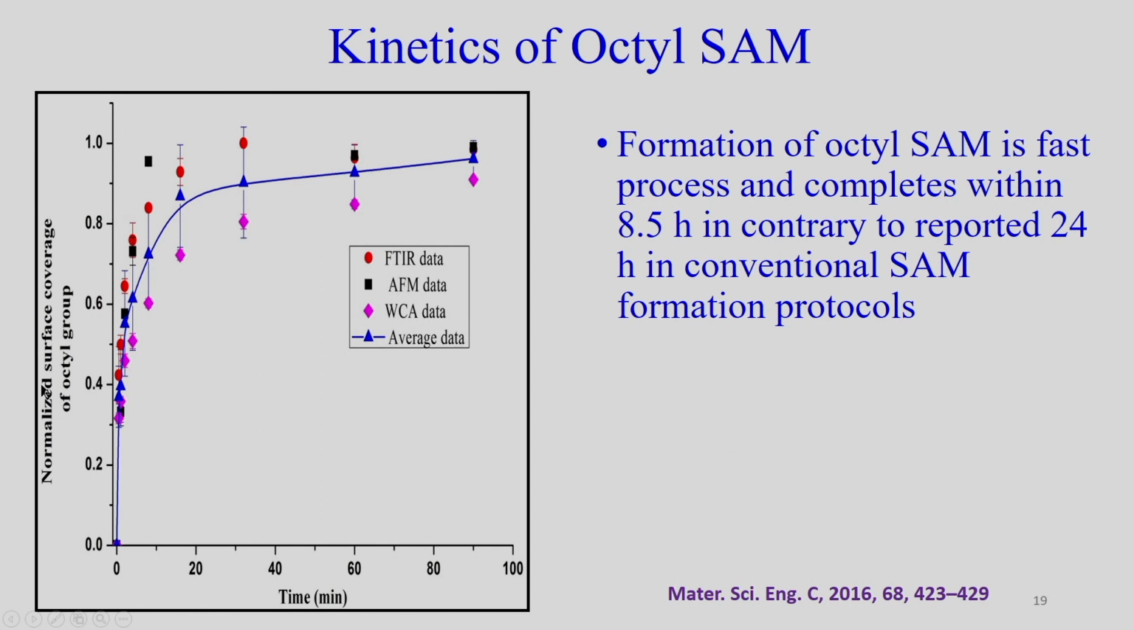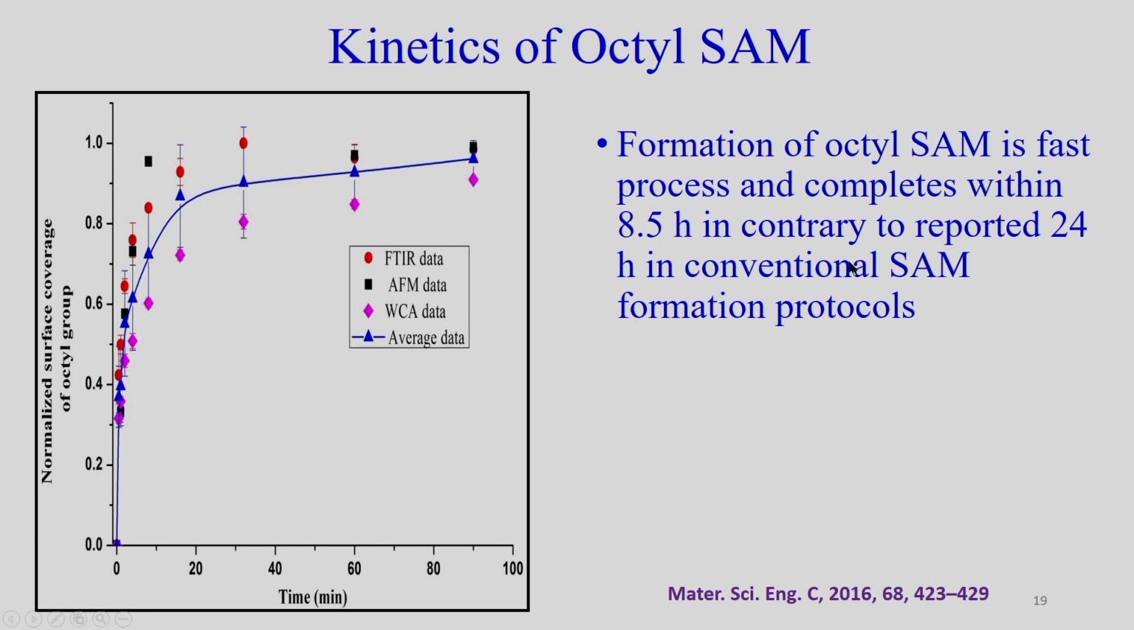Then here what we did, we normalized the surface coverage. The green dots are coming from the AFM data. So, here I have plotted all three: the AFM data, FTIR data and the contact angle data. You just see with time all three data are almost following a similar trend. It means the kinetics of SAM formation can be analyzed using either of these data.